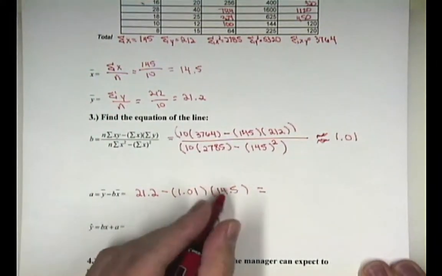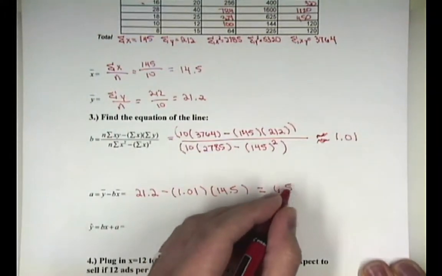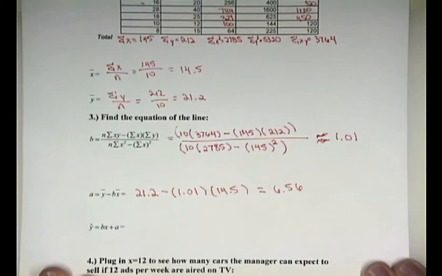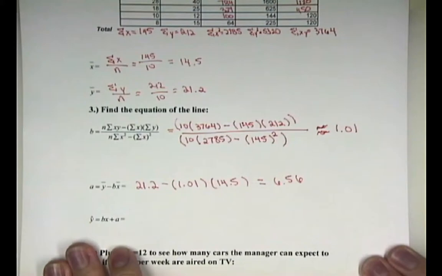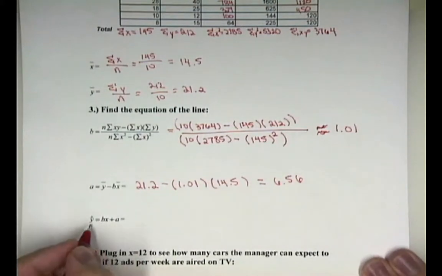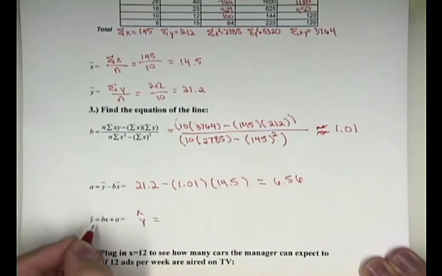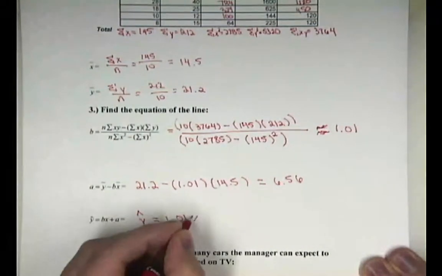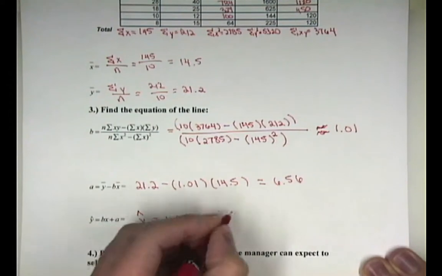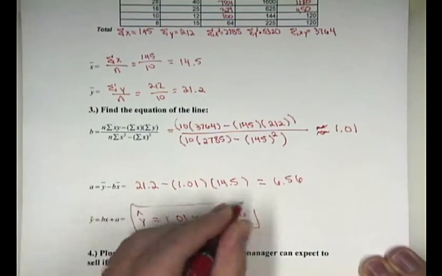Watch your order of operations, make sure you multiply, then subtract. You should be getting 6.56. Again, we're rounding to 2 decimal places to try to keep things simple because we're focused on the steps, the process of finding this equation. Once you find b and once you find a, you're ready to write your prediction equation. Y hat, or y predict, equals the b part, 1.01, times x, plus the a part, 6.56. This is the equation of the line.